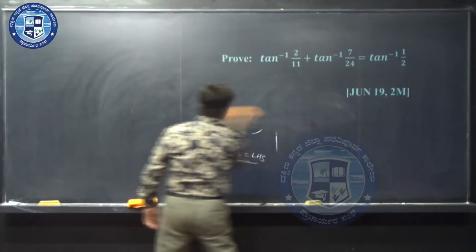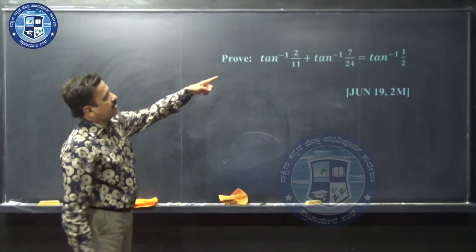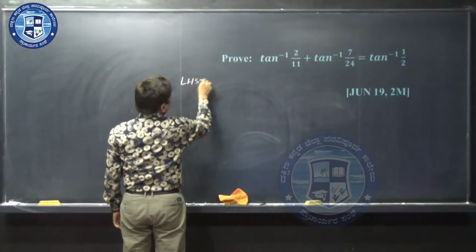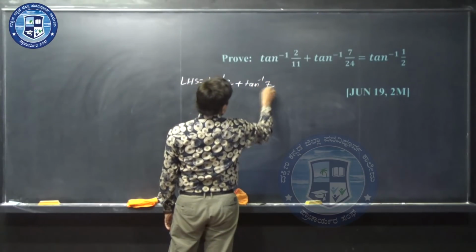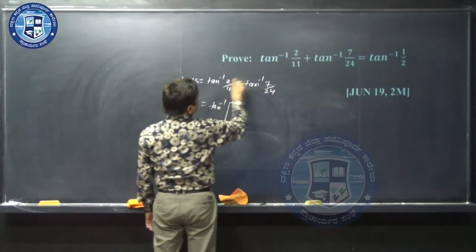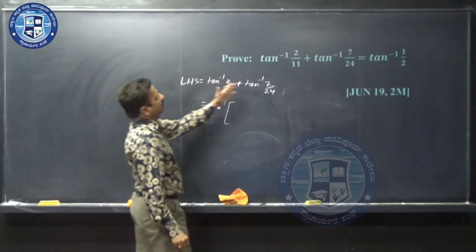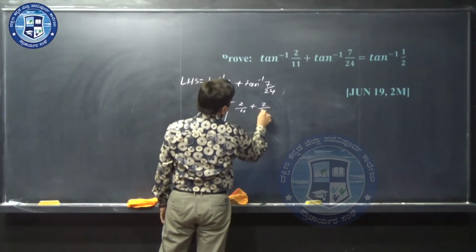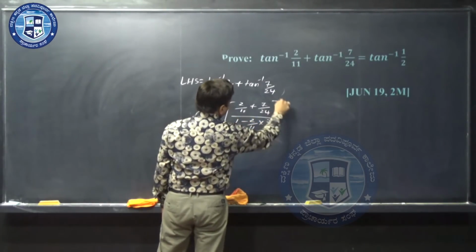Next question. Okay, prove that tan inverse 2 by 11 plus tan inverse 7 by 24 equals tan inverse half. We will take the left hand side. Left hand side is tan inverse of 2 by 11 plus tan inverse of 7 by 24. That is equal to tan inverse of, say this is x, this is y, x into y is less than 1. So, tan inverse x plus tan inverse y equals tan inverse of x plus y by 1 minus xy. 2 by 11 plus 7 by 24 divided by 1 minus 2 by 11 into 7 by 24.